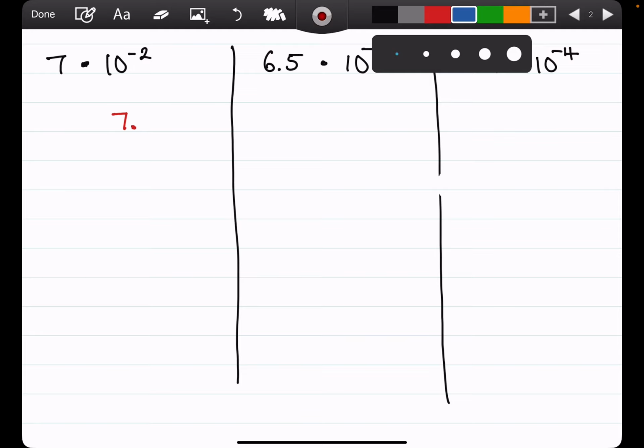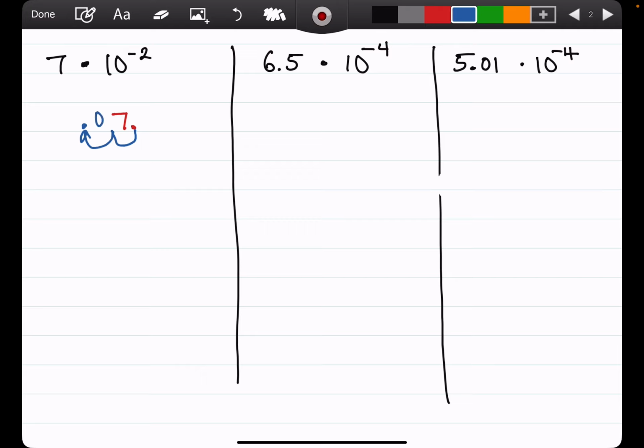I'm going to move the decimal point 2 places to the left. 1, 2. This is the new location. And anytime you have an empty space, you put what? 0. So technically, this is 0.07. But you don't just put .07. You have to put 0.07. Got it? Let's look at the next one.